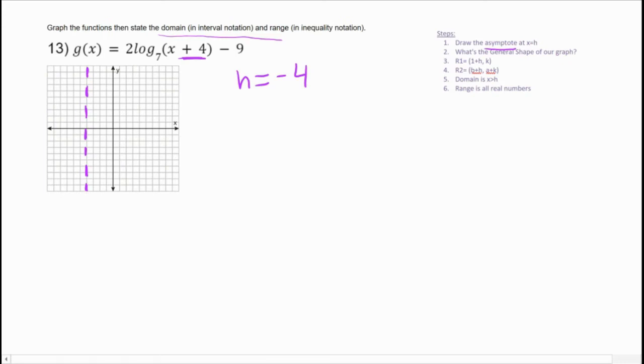The next thing is I know the general shape here because my a value is positive. My general shape is going to look like this. And I will come back to why this is important and why it's helpful when we double check our final answer here.